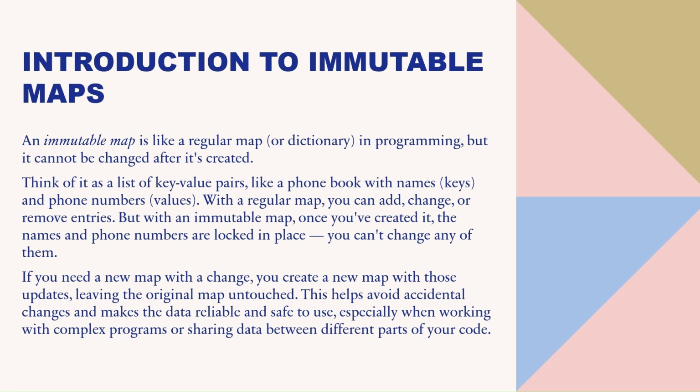Now let's move on to immutable maps. An immutable map is like a regular map or dictionary that cannot be modified once created. Think of it as a phone book with names as keys and phone numbers as values. Once you create an immutable map, the data in it is locked and any changes require creating a new map, which prevents accidental modifications.